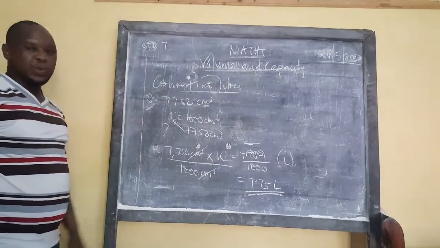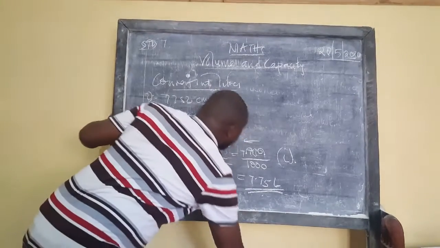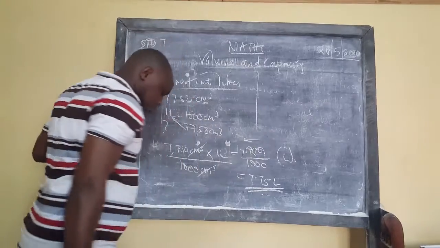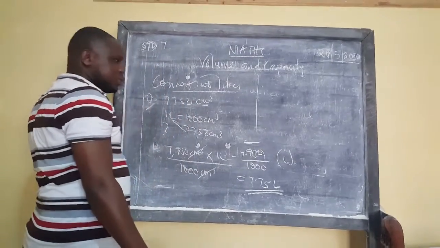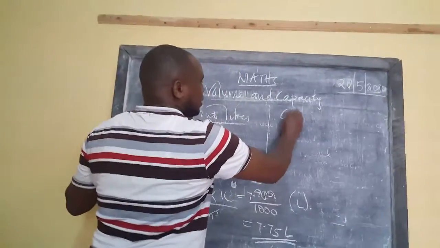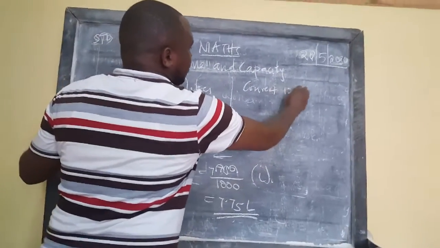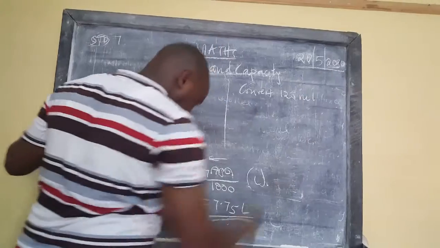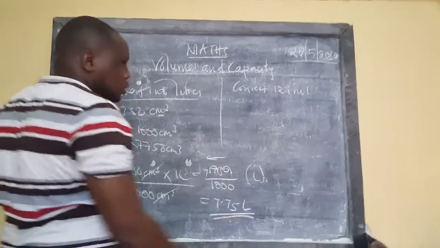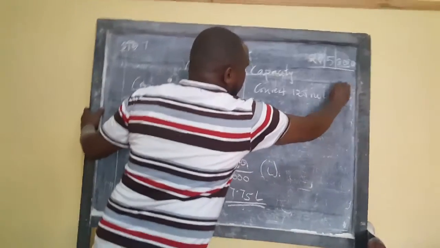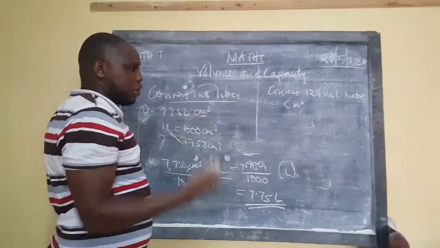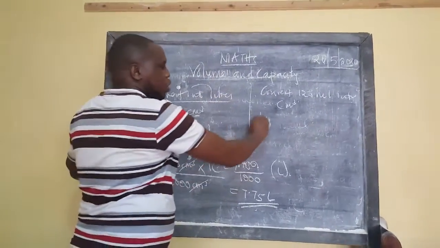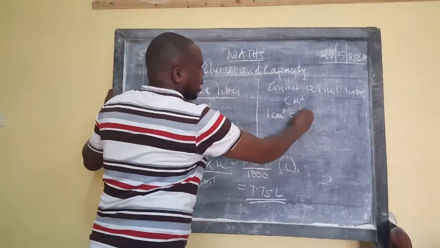So now that's how you do it. Let me do another question here. You are told to convert 125 ml into centimeters cubed. What are you going to do? You use that relationship: 1 cubic centimeter is equal to 1 ml.